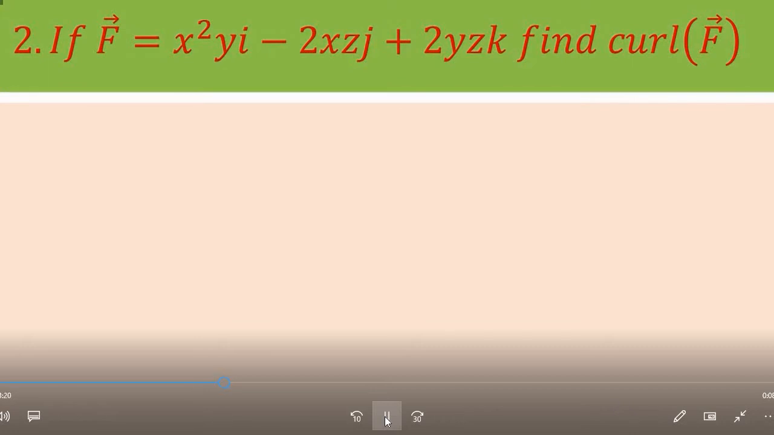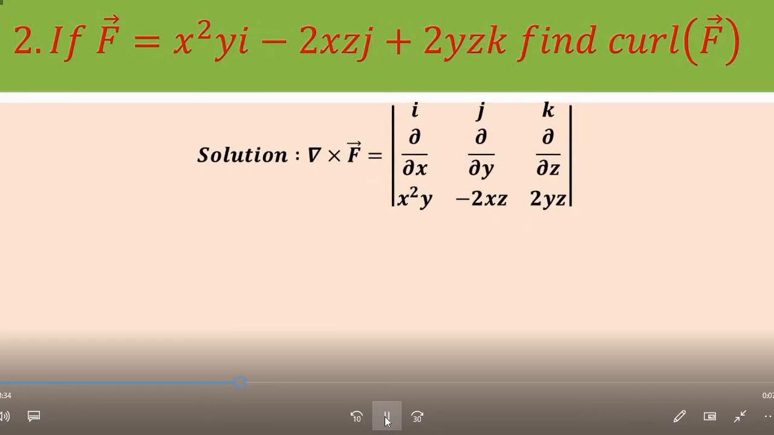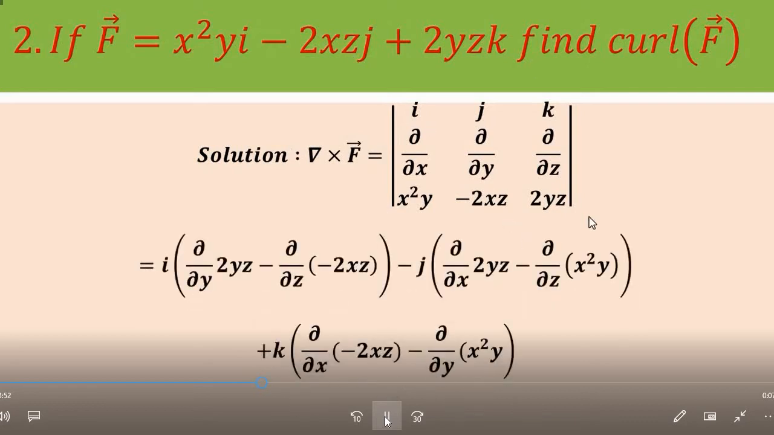If F is equal to x²y i minus 2xz j plus 2yz k, find curl F. See here we have to find out curl F, meaning del cross F we have to find. So now we have the formula del cross F is equal to the determinant i, j, k, ∂/∂x, ∂/∂y, ∂/∂z, and the coefficients of i, j, k in the vector F are x²y, and the coefficient of j is minus 2xz, and the coefficient of k is 2yz.